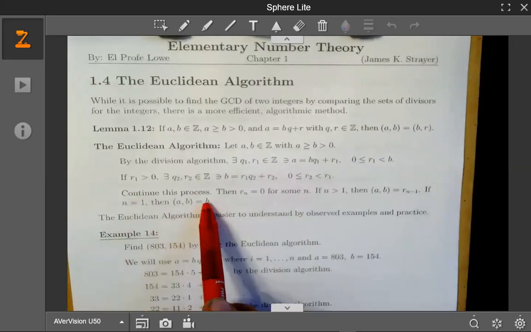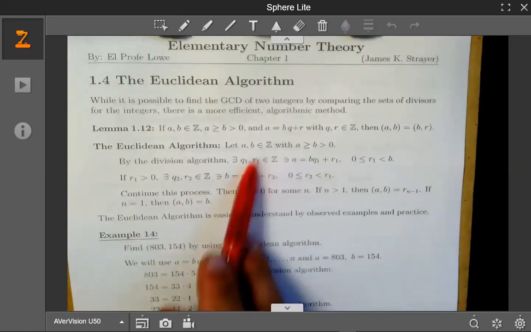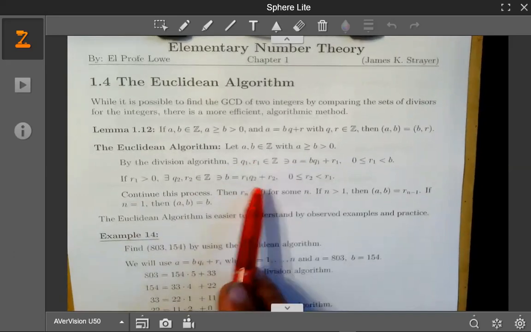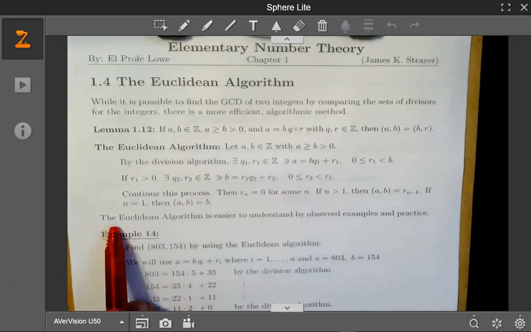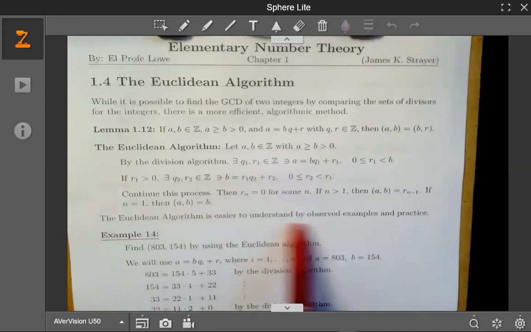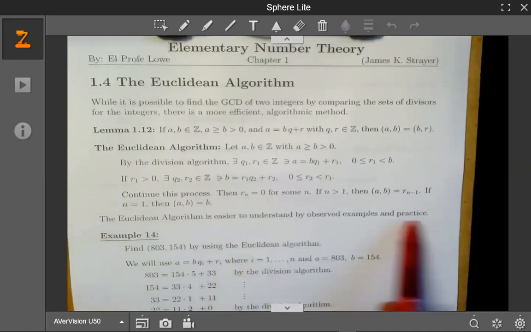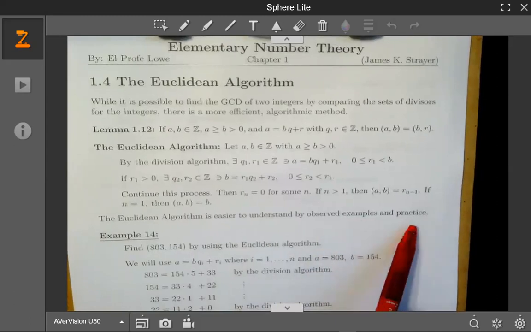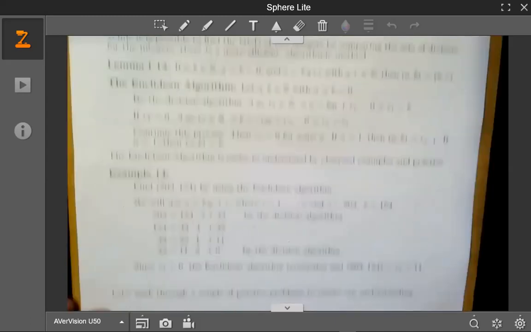Okay. Now, that seems like a whole bunch of mumbo jumbo for many students when they're first looking at it. And it is very important to understand that this Euclidean algorithm is easier to understand by observing examples in practice. So in this video, we're going to look at an example. And then in the next video, we will look at a couple of practice problems.